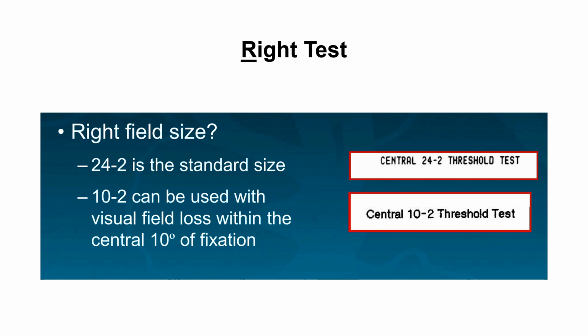Then you should check that the right field size was used. As we said, the 24-2 is the standard, the central 24-2 threshold test. However, 10-2 is very important in advanced glaucoma to check the progression, and it's very important for visual field loss within the central 10 degrees of fixation. As we said, in early glaucoma or glaucoma suspects, 10% of them will have defects on the 10-2 test strategy.